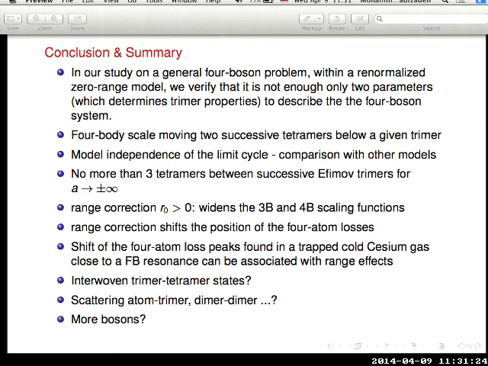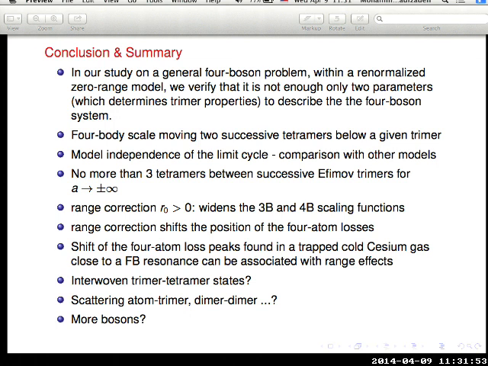So, as a conclusion, in our study of this weakly bound four-boson state using a renormalized zero-range model, we see that it is not enough just to consider a three-body parameter for the three-body system. We also need to consider one more parameter that can move the energy level of the successive tetramers. And in comparison to other calculations, experimental and theoretical, we can say that this is a model-independent limit cycle.